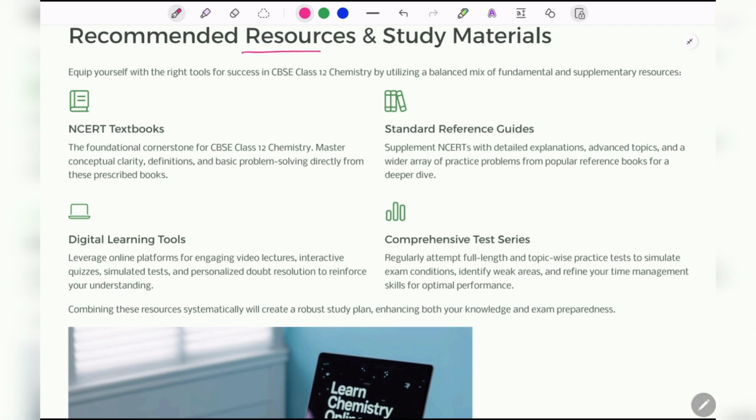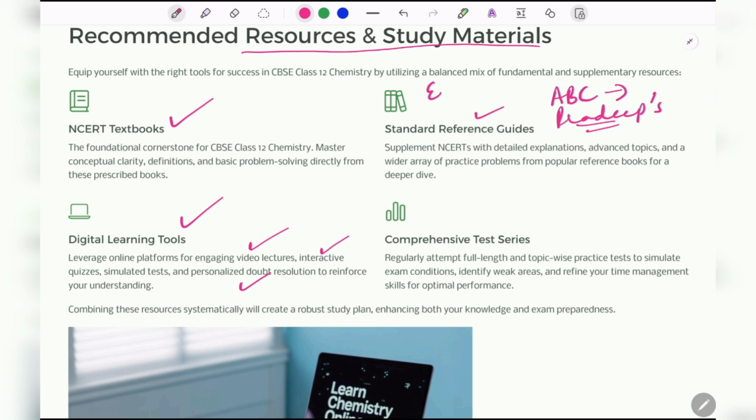Now let's come to the resources. As I've already told you, the NCERT textbook is most important. You have to go through every line. There are many digital tools available online, such as video lectures. There is also a lot of free content on the CBSE websites. Please go through them. You can use reference guides, like I told you, ABC of Chemistry by S.P. Johar and Pradeep's Chemistry. These are very good books.